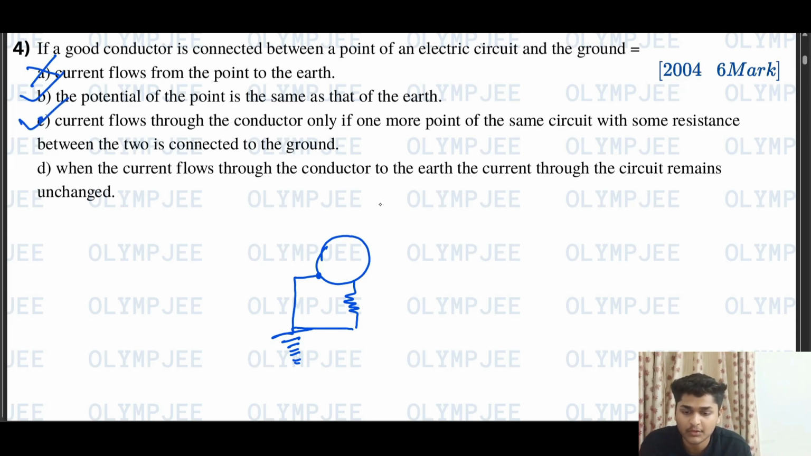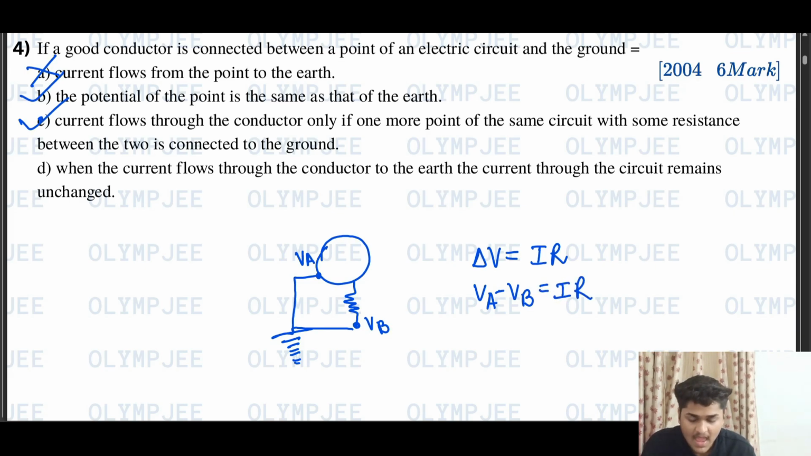Option D says when the current flows through the conductor to the earth, the current through the circuit remains unchanged. So no, this is not correct, because eventually the potential of this point will keep changing, right? So if this is VA and this is VB, and we know that from Ohm's law delta V is equal to I into R, so VA minus VB is equal to IR.